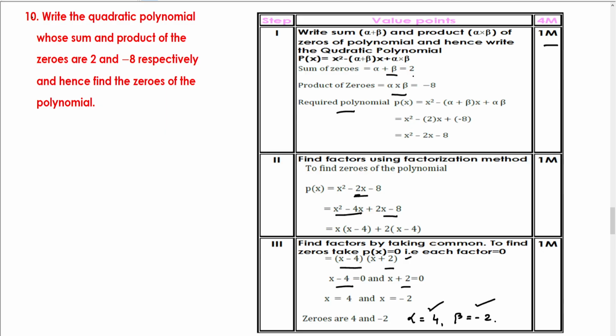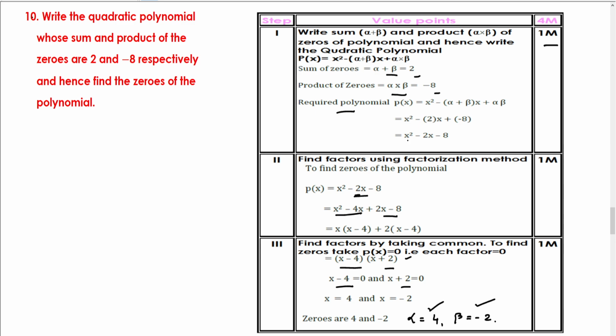Alpha plus beta is equal to 2 and alpha into beta is minus 8. Write them and substitute the value of alpha plus beta carefully in the equation. Alpha plus beta is 2, very simple. Alpha into beta is minus 8. Write it in the bracket.